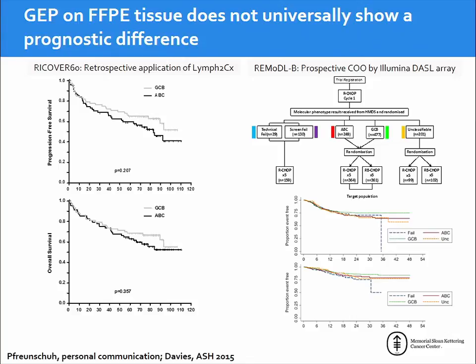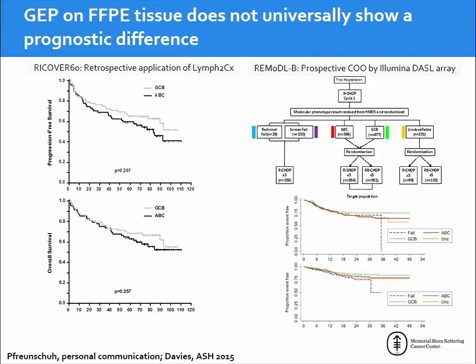But interestingly, the same exact assay applied to the Recover 60 data from the German high-grade lymphoma study group, which is soon to be published and was actually provided to me by Michael Freundschuh as personal communication, was not. There was a slight trend in favor of GCB tumors, but these are not statistically significantly different. And using a different assay, the Remodel B study using the DAZZLE assay, again, gene expression profiling in formalin fixed paraffin embedded tissue didn't show any difference between ABC or GCB.